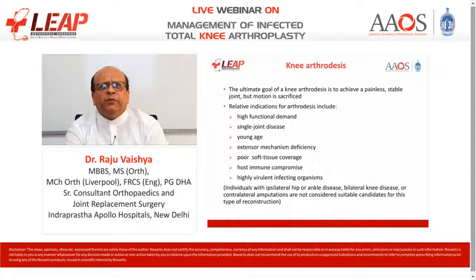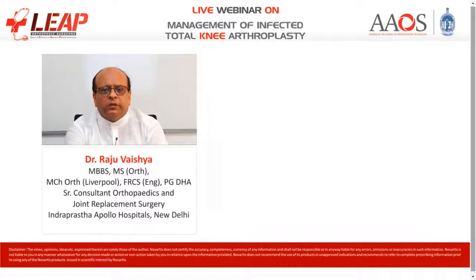The relative indications for arthrodesis include patients with high functional demand, single joint disease, young age, extensor mechanism deficiency, poor soft tissue coverage where you cannot put another implant, host immune compromise, like in chronic kidney disease patients or severely diabetic patients, and highly virulent infective microorganisms. Individuals with ipsilateral hip or ankle disease, patients with bilateral knee disease or contralateral amputations are not considered suitable candidates for this type of procedure. So these are the contraindications for knee arthrodesis.